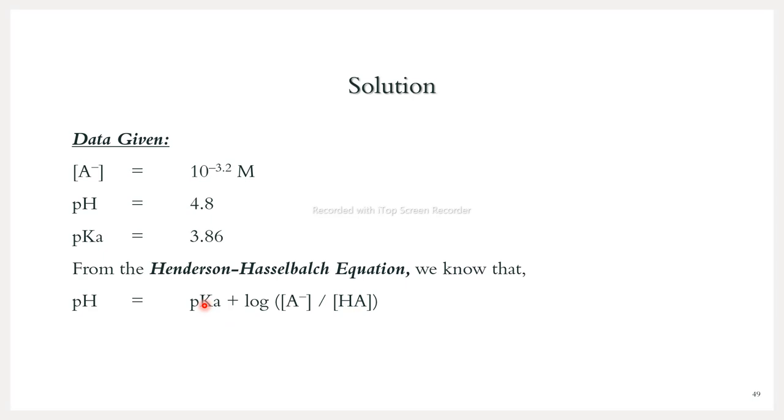Actually, it is something like this: pKa minus log base 10 of HA divided by A minus. So they have just flipped it and made it positive. That is the actual formula basically. So now the pH value is given as 4.8, pKa value is given as 3.86, plus log base 10 of the A minus value, which is given as 10 to the power minus 3.2, divided by this one you have to calculate, the concentration of acid.